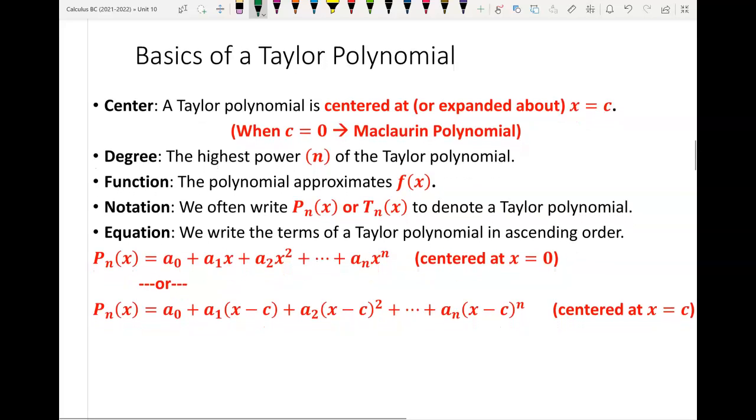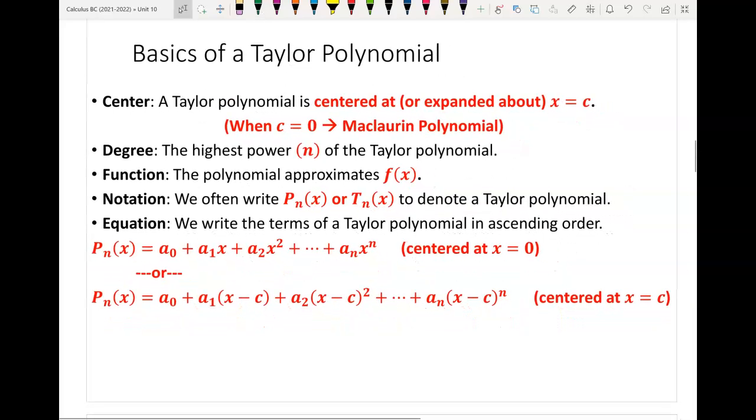Okay? So there are some basics behind Taylor polynomials. I'm going to go ahead and just give you some time to write this down, and then we'll discuss what we have.